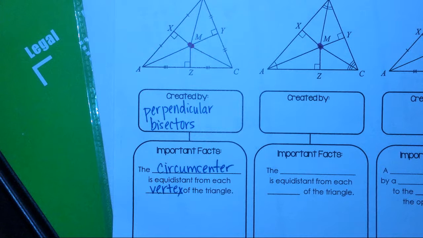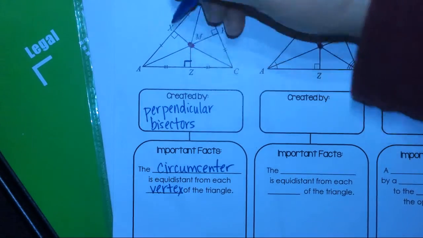Okay, when you hear the word perpendicular, what do you think of? What kind of angles? 90 degrees. Yeah, so notice all these right angles. When you hear the word bisector, what do you think of?